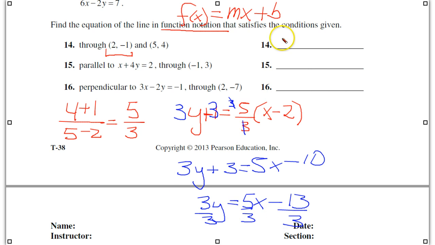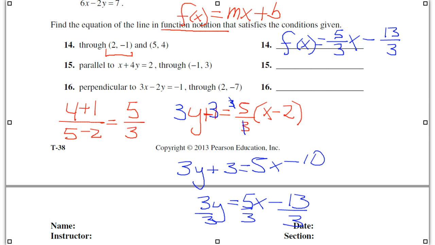So now to put it in function notation, f of x, which is y, equals the slope 5/3 x minus 13/3. And I just checked that, and that is correct.